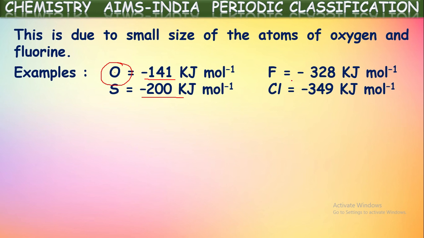In the same way, in case of fluorine or chlorine also. Actually, fluorine should have the highest electron affinity, but it is highest for chlorine because of the very small size of fluorine. Right?